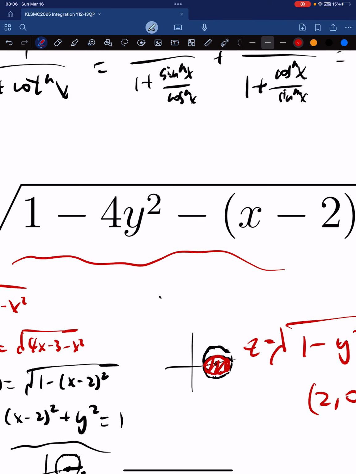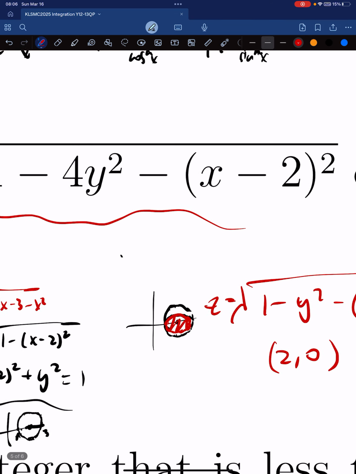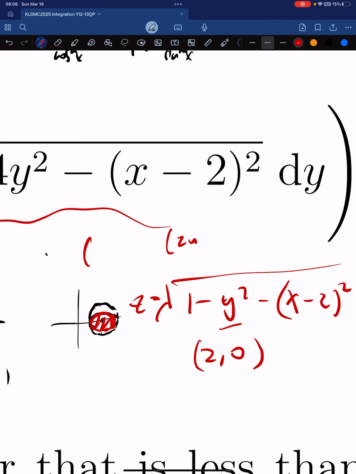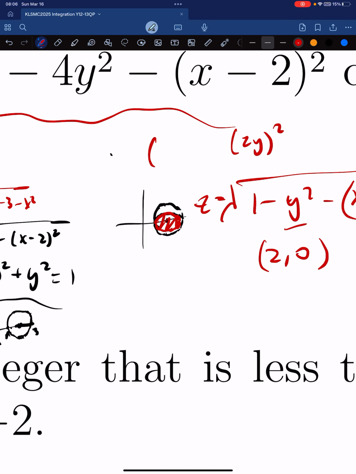But what does this 4y squared mean? So 4y squared basically means that we are applying a transformation to our y-axis. It used to be y squared here. Now we're considering 2y squared. So you can think of it like you're compressing your y-axis by a factor of 2. Right, so it's just like how we did this.